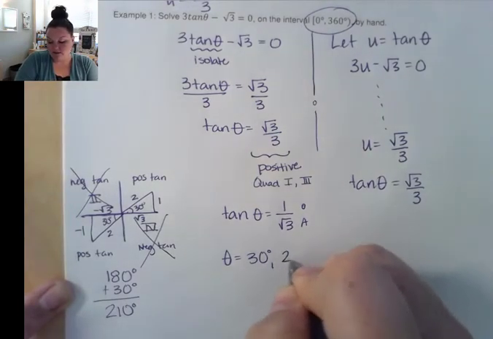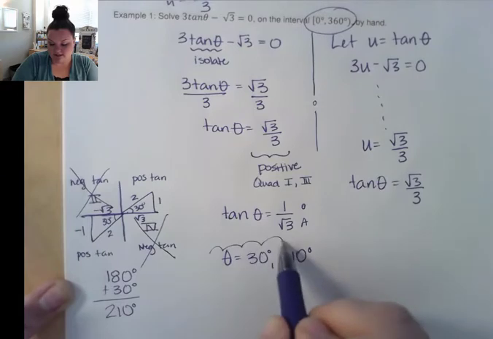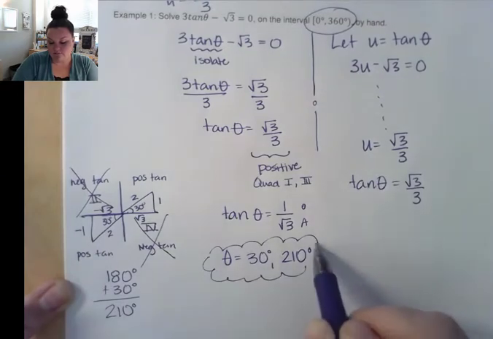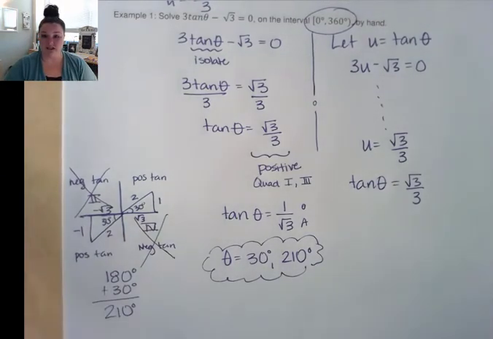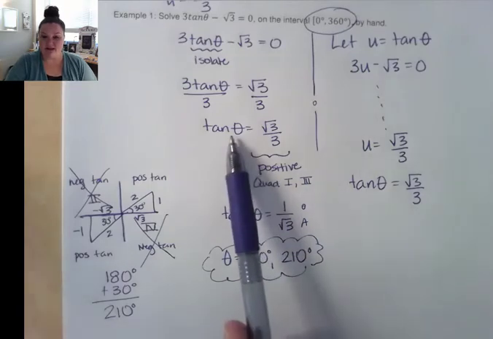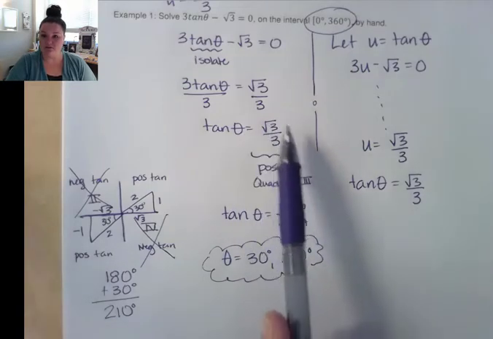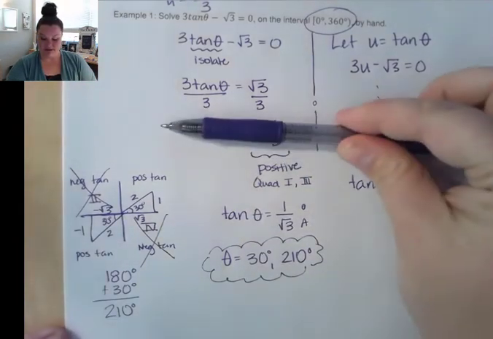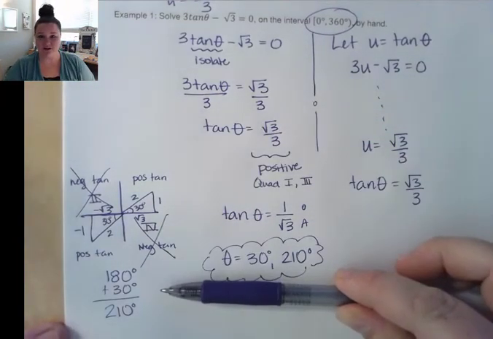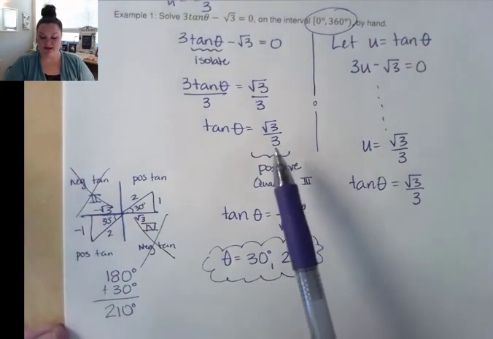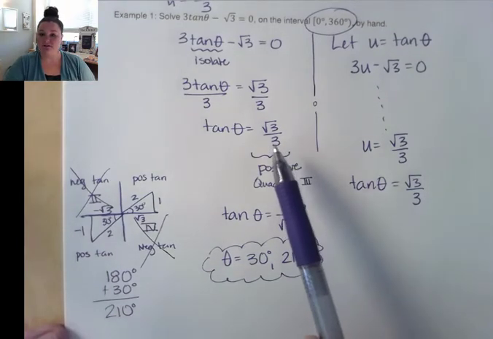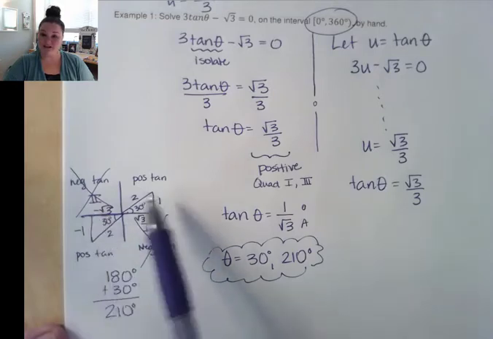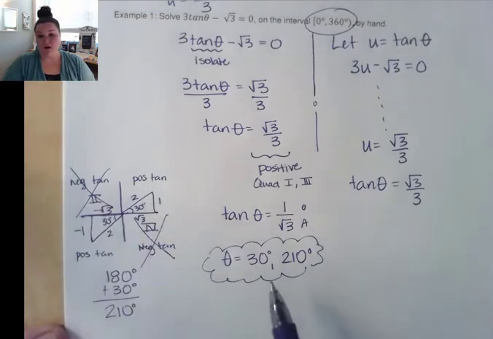So that means my solutions for this one is that theta equals 30 or theta equals 210 degrees. Okay? So we've done this before, right? We've taken something like this where we know the trig function value and we've gone backwards to figure out what the angle is. So from here down, that's nothing new, right? We should be able to tell by the sign of our trig function value which quadrant it's in, and then what the actual angle is.